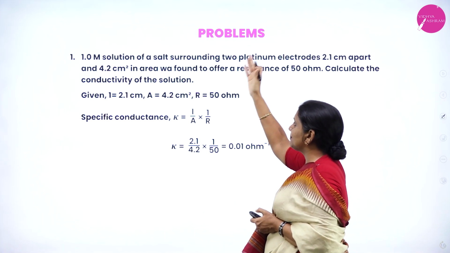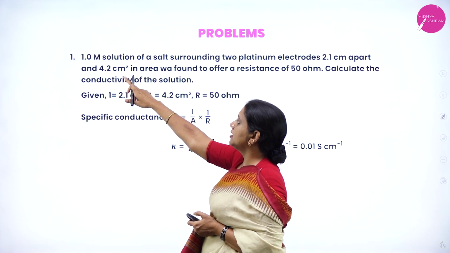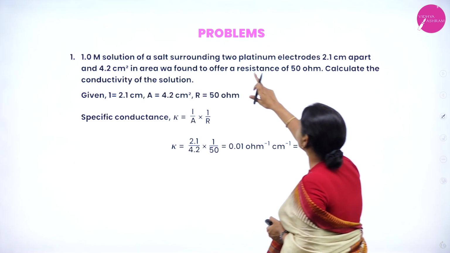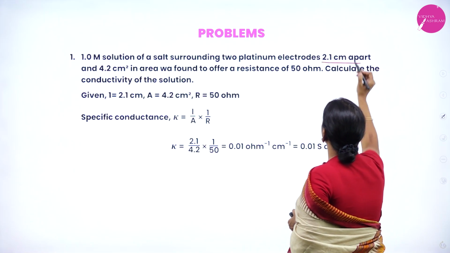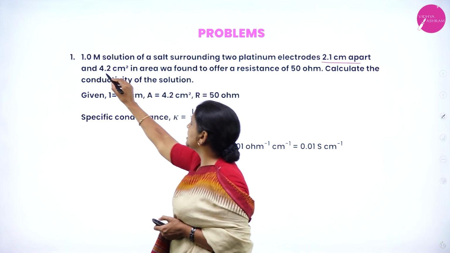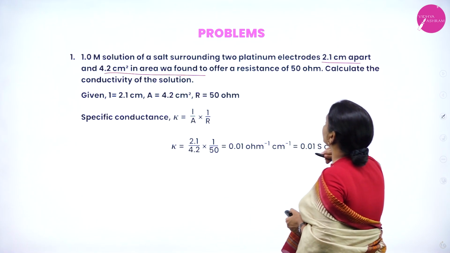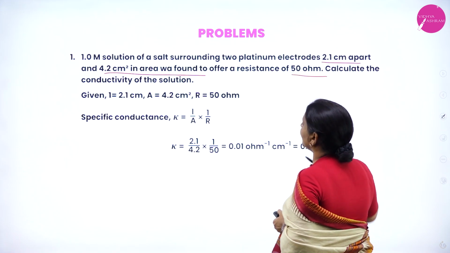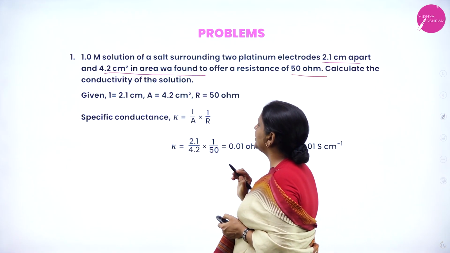Now I'll go to the problem session. Please read the question. A 1 molar solution of salt surrounding 2 platinum electrodes 2.1 centimeter apart, 4.2 centimeters in area, is found to offer a resistance of 50 ohm. Calculate the conductivity of the solution.